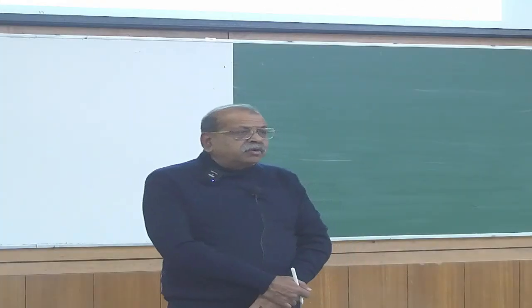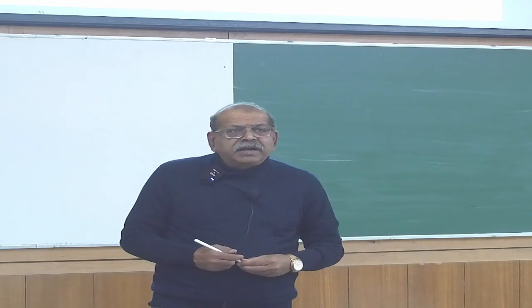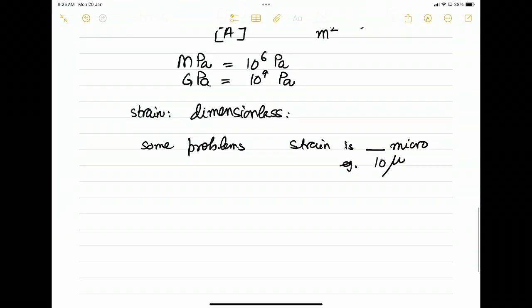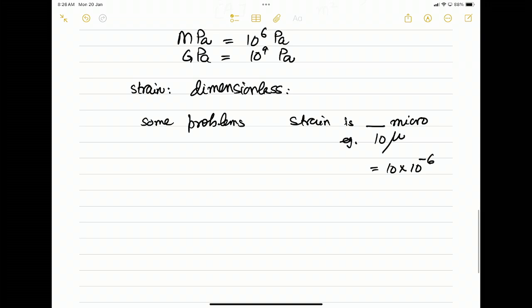What's the meaning of micro? Micro is always 10 to the power of -6, as with nano, which is -9. So that means you have to multiply it by 10 to the power of -6.